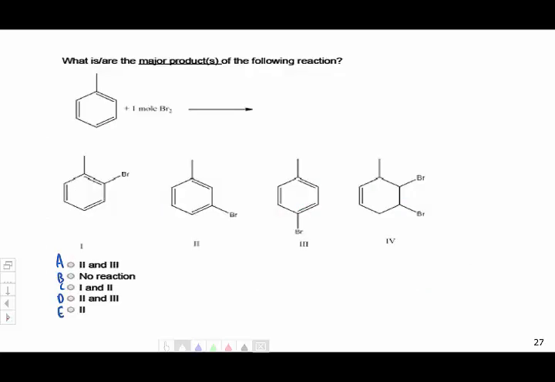Okay, let's do this one. So B is the right answer. This is a benzene ring with 1 mole of Br2. For the reaction to take place, it needs FeBr3, and this is why it is no reaction. As we talked before, Br2 alone would not be enough for the reaction to take place. So this is why we need FeBr3. Does this make sense? Okay.